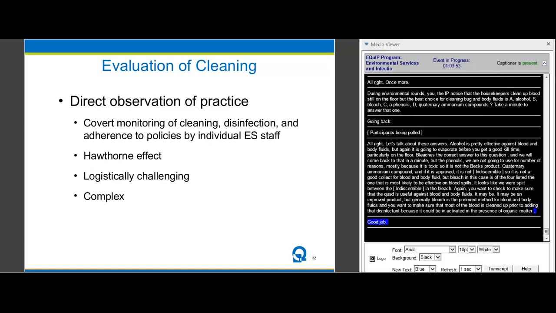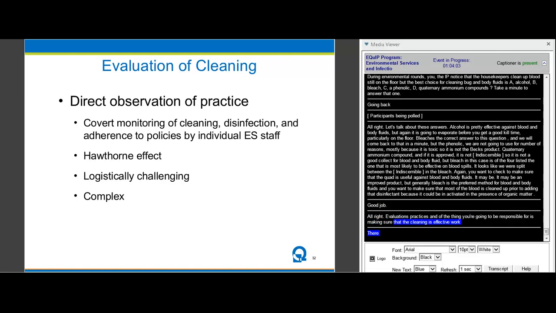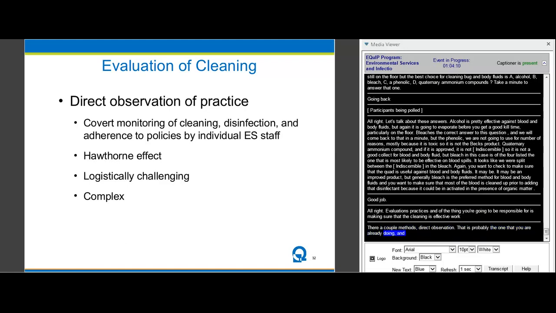All right, evaluation. So this is another thing that you're going to be responsible for, probably, which is making sure that the cleaning is effective. So there are a couple of methods. Direct observation, that's probably the one that you're already doing. And you're going to do this because you want to make sure that it's being done systematically. The housekeepers are following their policies. You're going to work closely with the environmental services manager to make sure this is done.